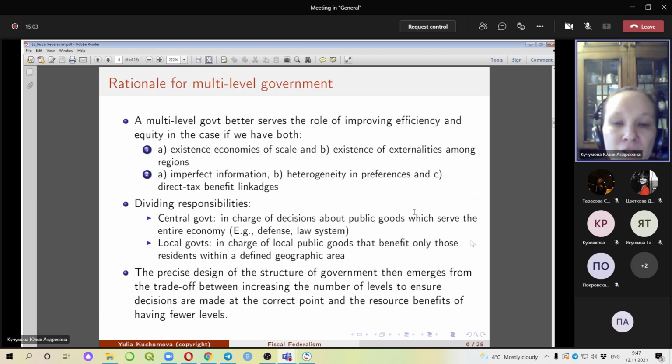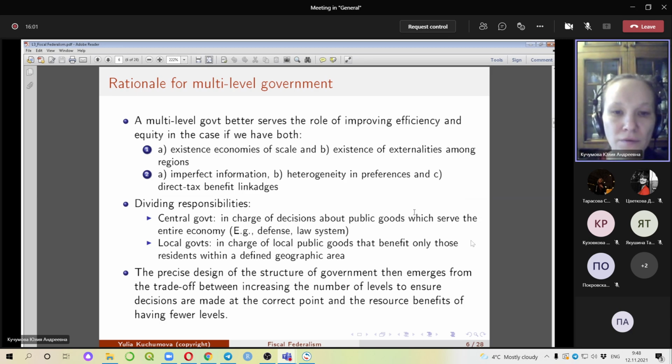A multi-level government better serves the role of improving efficiency and equity if we have both sets of factors, right? On the one hand, we have factors in favor of centralized government, which are the existence of economies of scale and externalities among regions. But on the other hand, we also have imperfect information, heterogeneity in preferences, and direct tax benefit linkages, right? If we have this mix of factors, it's better to have a multi-level government and a division of responsibilities between those governments.